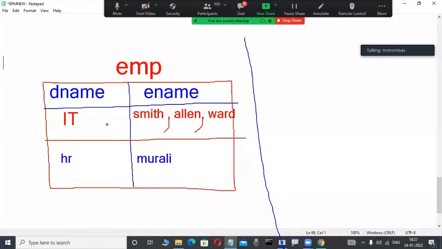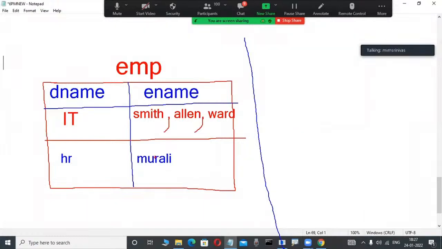Why? Because in any relational data model product, data is represented in the format of a table, and tables also have some rules they implement. What does that mean? In this table, this is a cell, this is another cell, and so on. But every cell has a single value. Here IT is a single value, no problem. HR is a single value, no problem. Murali is a single value, no problem.